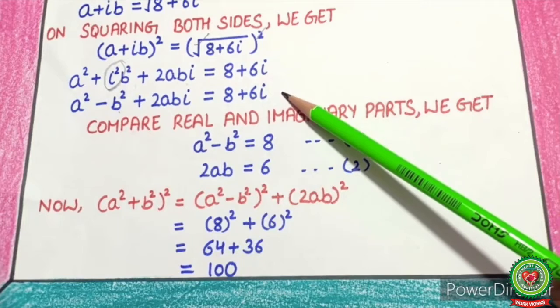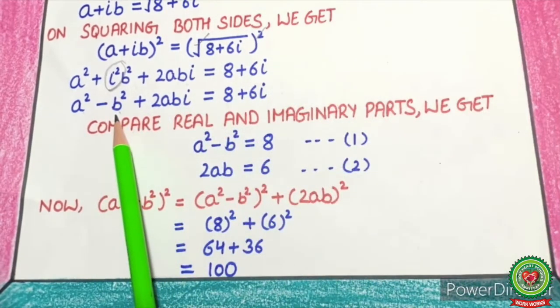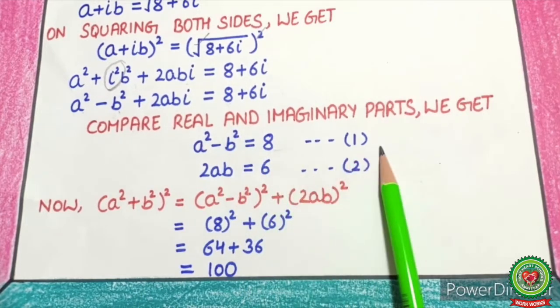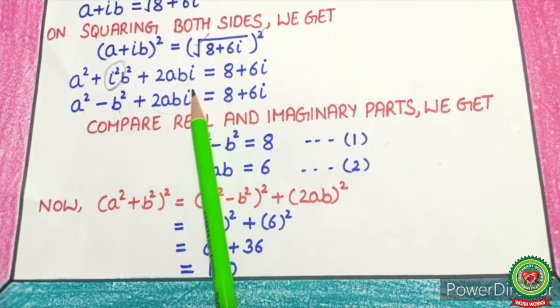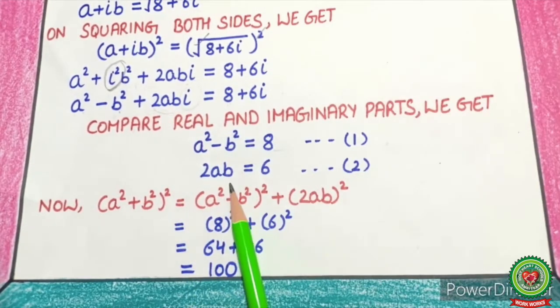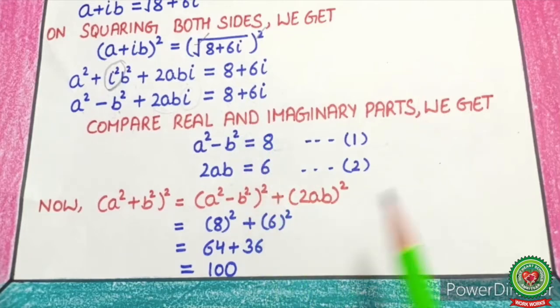Now after applying the formula, our next step is to compare the real and imaginary parts. Our real part is a square minus b square, which is equal to 8. This is our first equation. The imaginary part means the part with iota, so 2ab is equal to 6. This is our second equation.